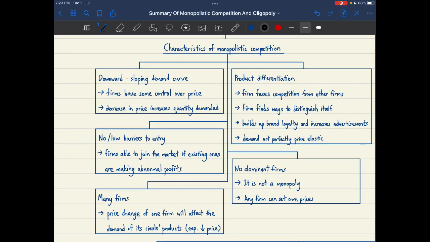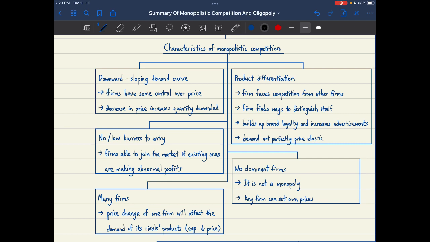First of all is a downward sloping demand curve. Firms have some control over the price, and if there's a decrease in price, it will increase the quantity demanded. This is like a typical demand and supply curve that you see in the previous AS syllabus. Alright, and then second is product differentiation.